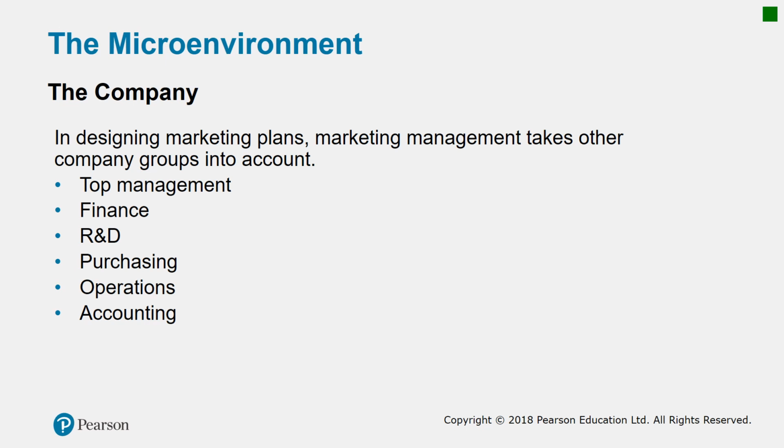In designing marketing plans, marketing management takes other company groups into account. Definitely, the decision of the top management, the decision of the finance, the efficiency of the R&D team, will affect how the company delivers and creates value for customers. A very good example is a customer relationship department. If the customer relationship department fails to assist customers to solve their problem, it would definitely affect the company. But at the same time, it is within the company's control.